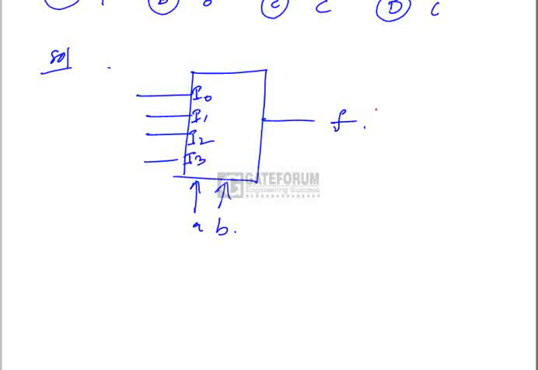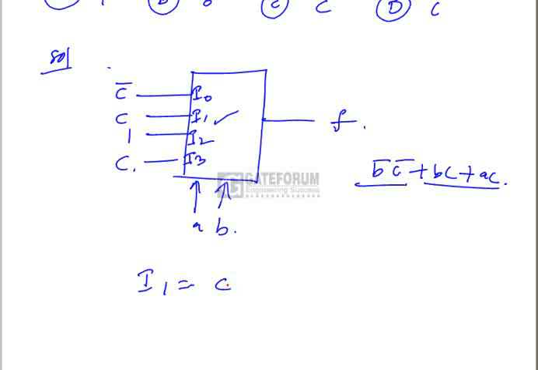So the output F is given as B dash C dash plus BC plus AC. So here if you want to get this output, you would have I0 as C dash, I1 as C, I2 as 1 and I3 as C. So input I1 should be equal to C. So option C is the right option here.